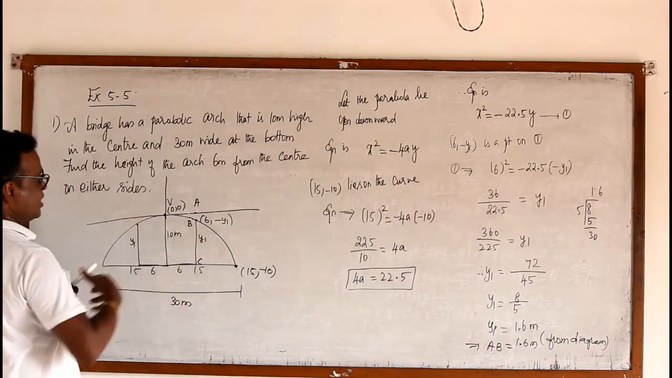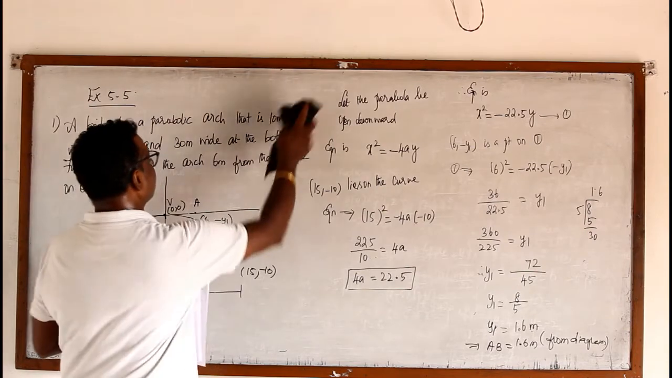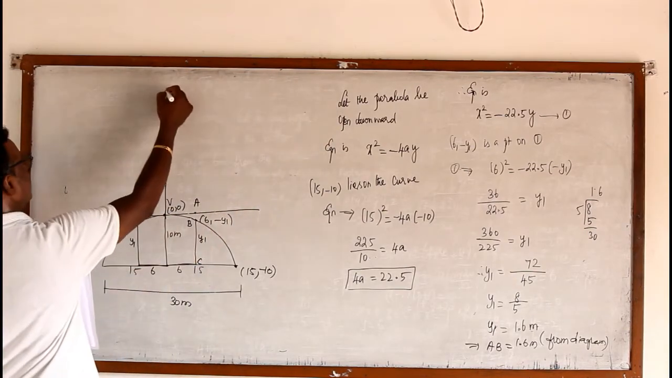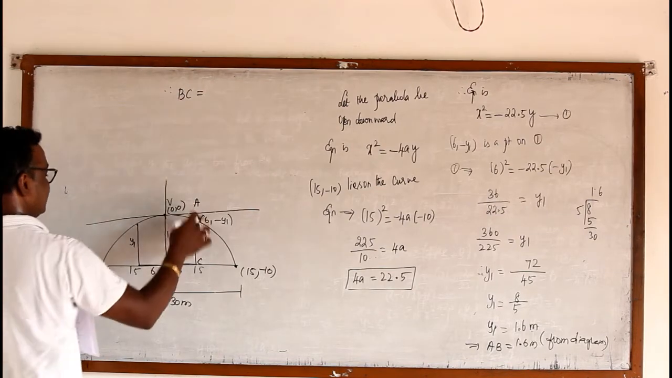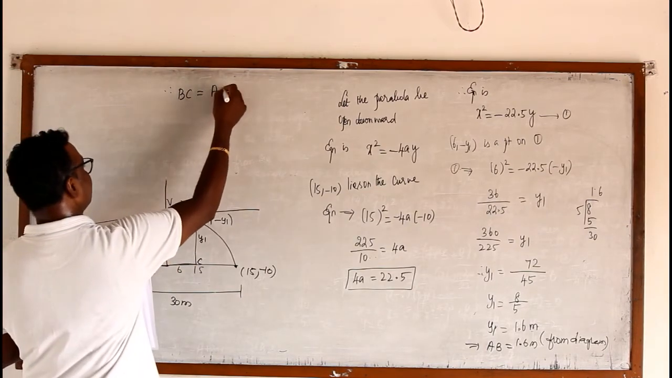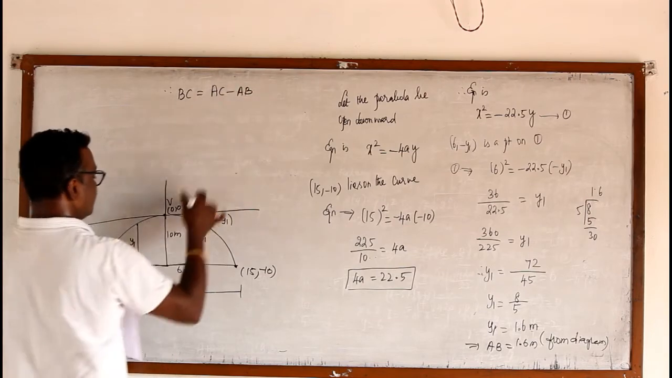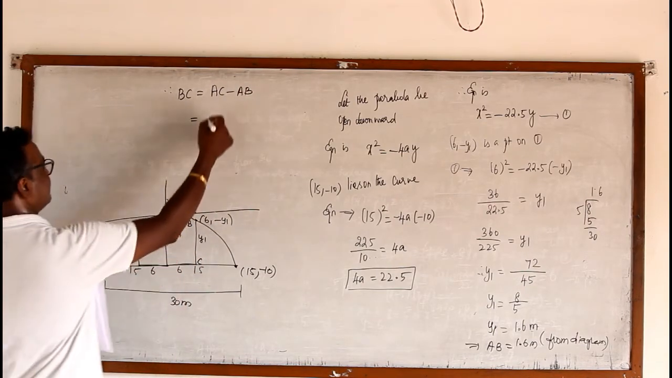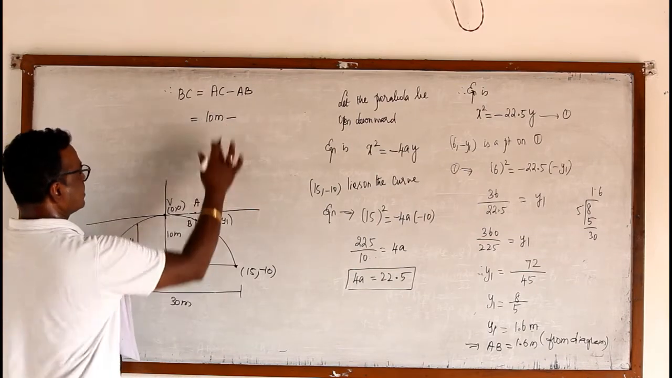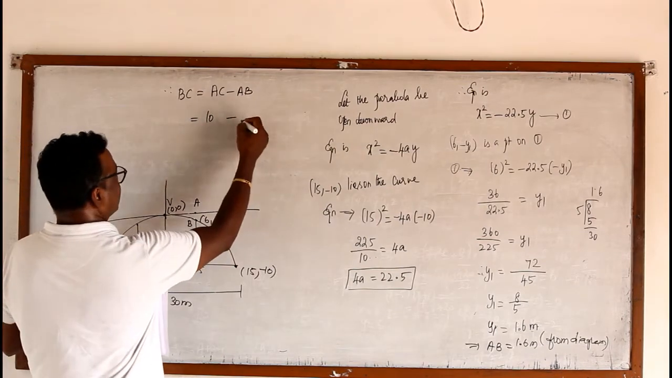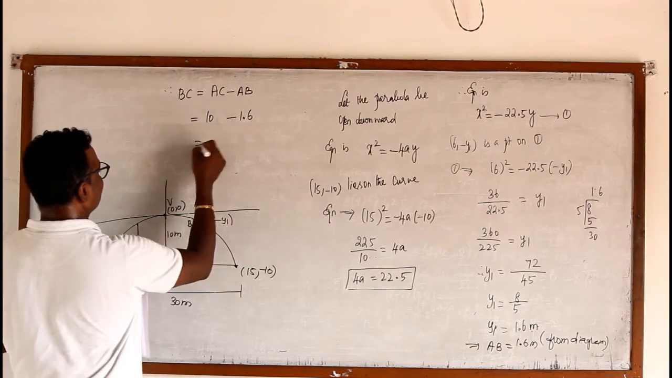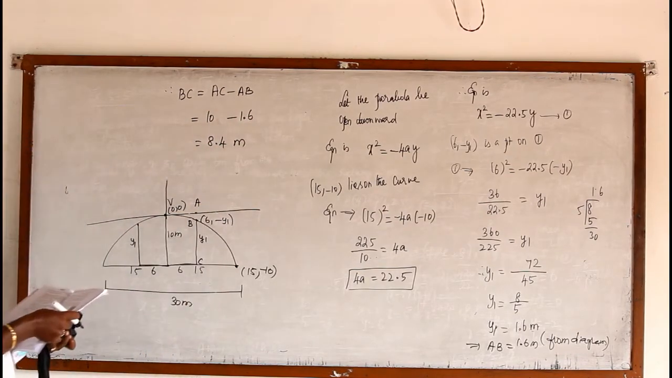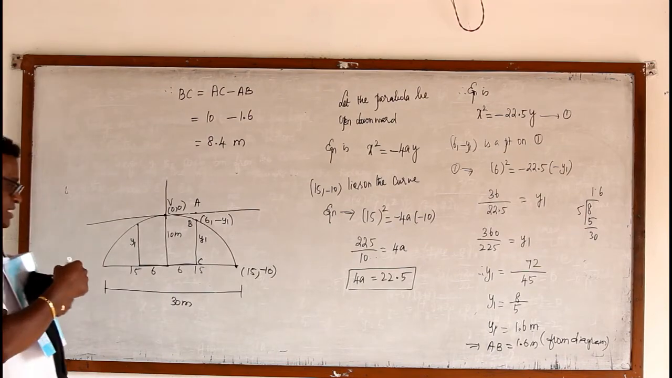So in order to find BC, shall we write like this? Therefore, I need the diagram, so let me write here. I need BC. BC is AC minus AB, the full height minus this AB. So AC is the total height, which is 10 meter, minus 1.6 meter. Therefore, is it not 8.4 meter? So the height is 8.4 meter.